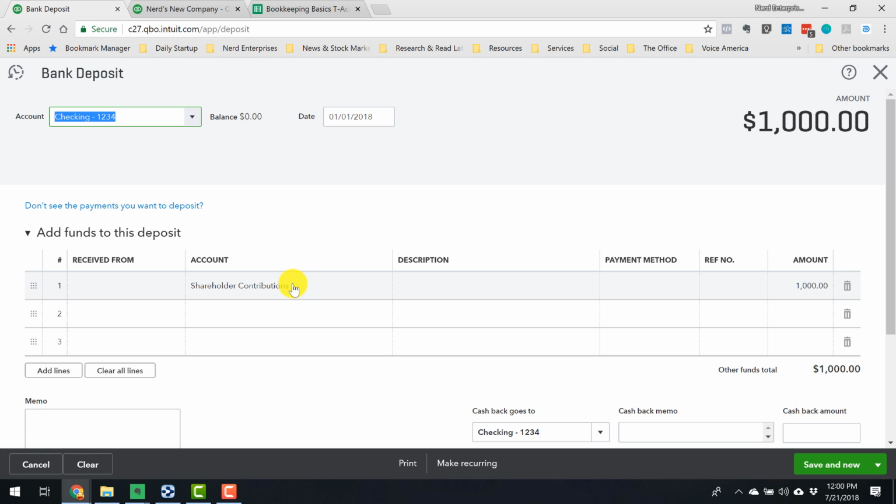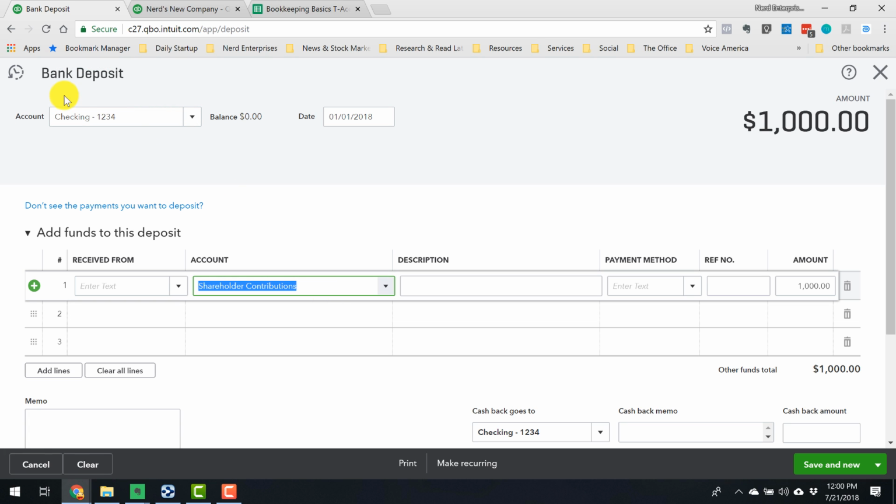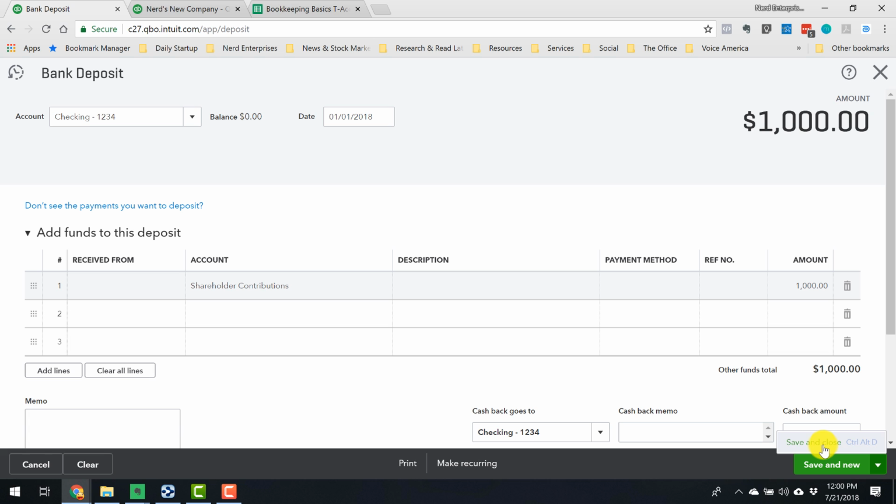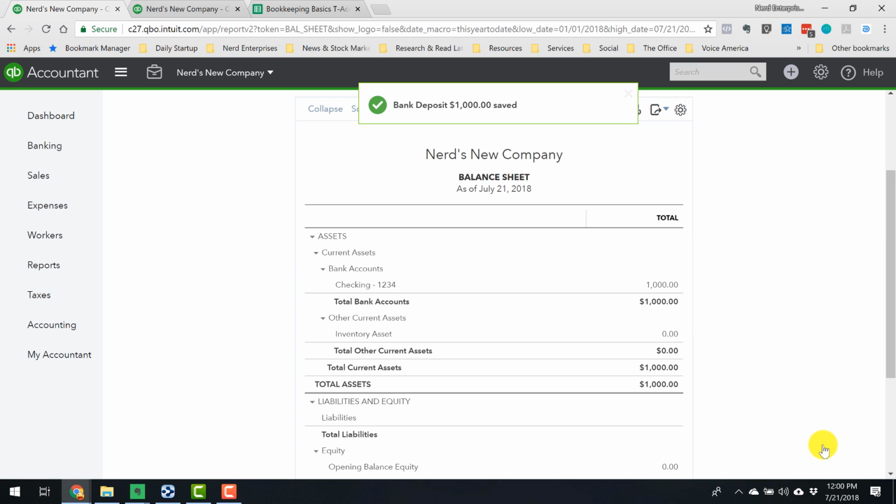It's going into the checking account. The target, this is the source account. The target is the account that's down here. The target account is shareholder contributions. Let's say save and close.